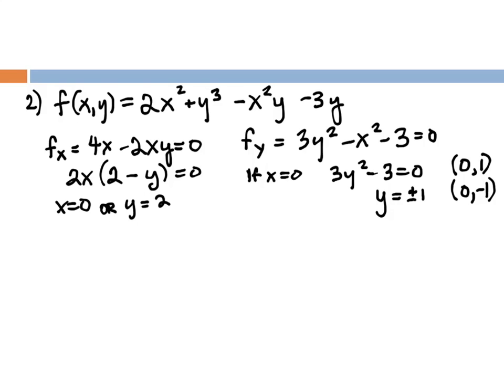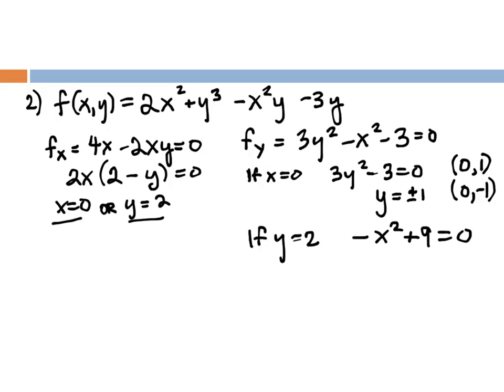But that's not the only possibility. X doesn't have to be 0. It's x is 0 or y is 2. So if y equals 2, we can do the same kind of thing. We can evaluate this at 2. So I would have 2 squared, which would be 4 times 3 is 12. And then 12 minus my 3 is 9. So I have negative x squared plus 9 equals 0.